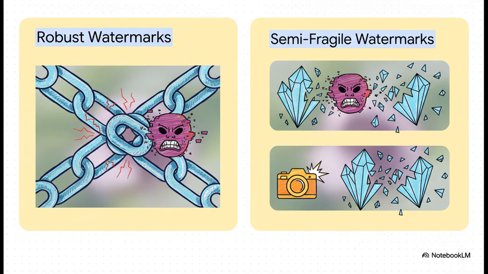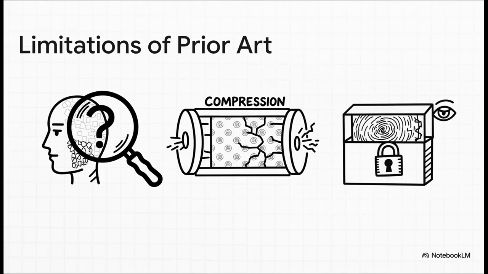What are the limitations of prior methods? They face a trade-off. Robust watermarks are designed to survive any manipulation, which makes them less useful for detecting subtle tampering. Semi-fragile watermarks are meant to break upon manipulation, but previous methods were often also damaged by benign operations like JPEG compression, which creates false positives. So this identifies three gaps in prior work.